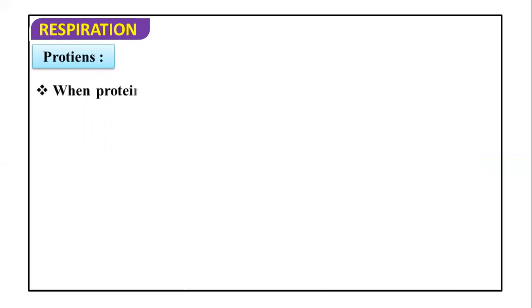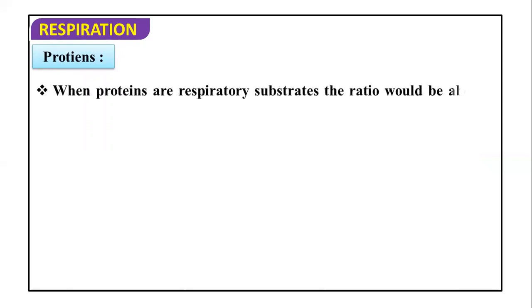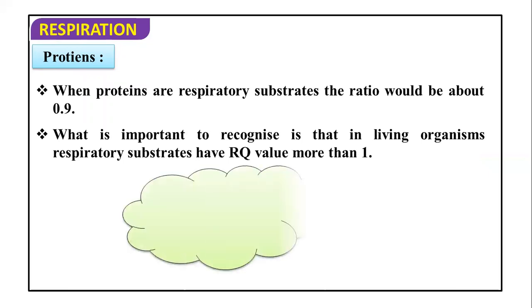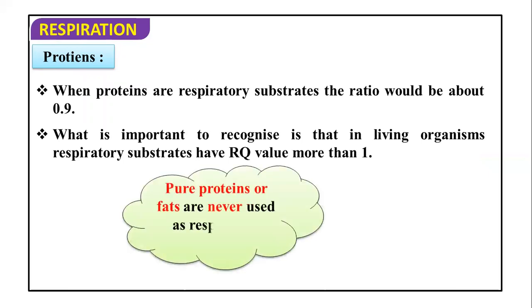For proteins, it is considered that the respiratory quotient would be about 0.9. What is important to recognize is that in living organisms the respiratory substrate may give an RQ value of more than 1 as well. Pure proteins or fats are never used as a respiratory substrate. You should remember this.